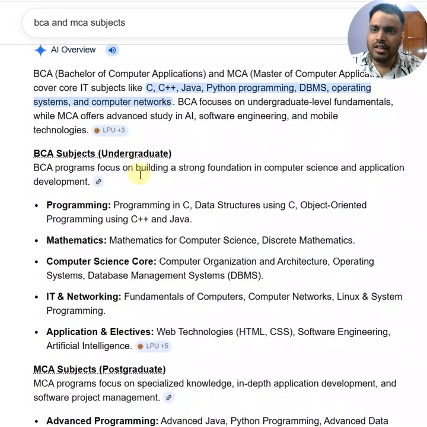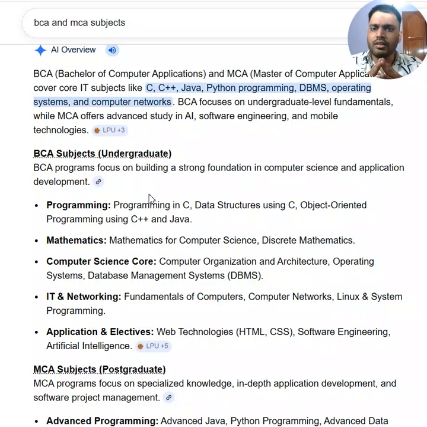So the core IT subjects include C, C++, Java, Python programming, DBMS, operating systems, and computer networks. BCA focuses on undergraduate level fundamentals, whereas MCA focuses on advanced studies like AI, software engineering, and mobile technologies. BCA has programming subjects which include programming in C, data structures, and object-oriented programming using C++ and Java. These are a good number of subjects which overlap with the computer science subjects.